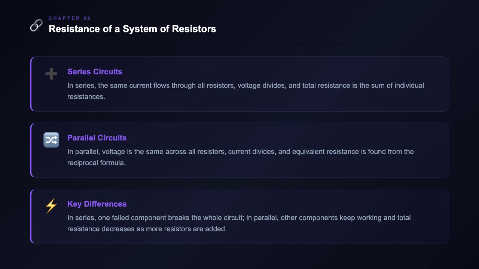The equivalent resistance in parallel is found by taking the reciprocal of the sum of the reciprocals of the individual resistances. In series circuits, the current is constant, voltage divides, and one failed component breaks the circuit. In parallel circuits, current divides, voltage is the same, and other components continue working if one fails. Total resistance in series increases with added resistors, but decreases in parallel circuits.